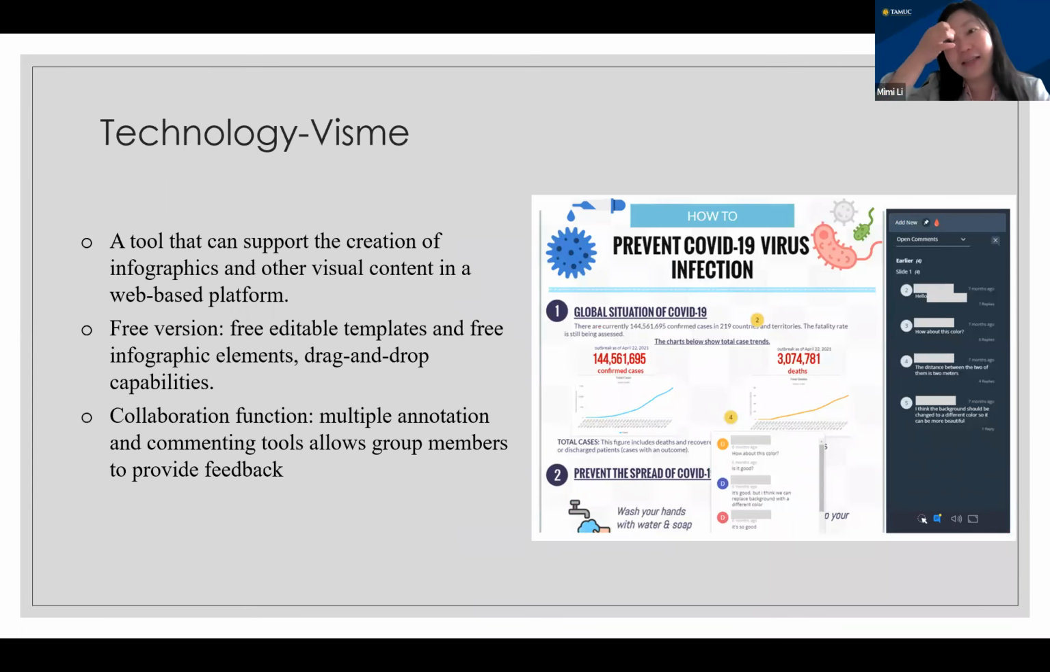Now, this is a technology we used that is called Visme. Visme is a tool that can support creation of infographics and other visual content. So we use the free version of Visme.